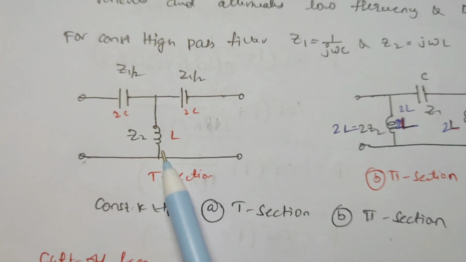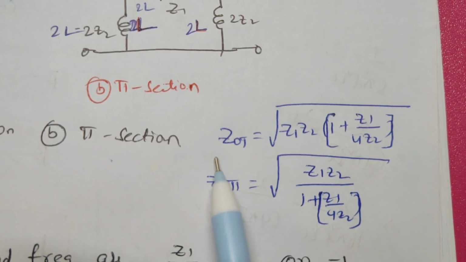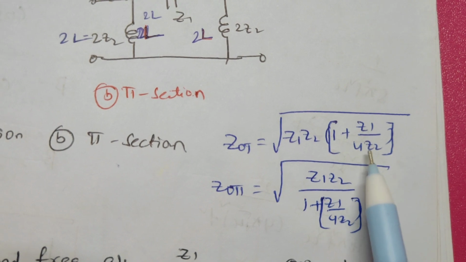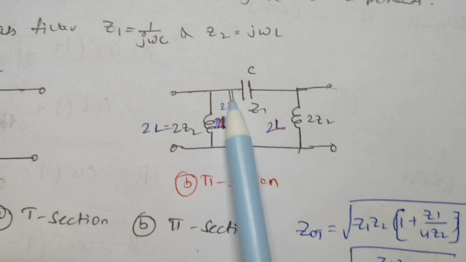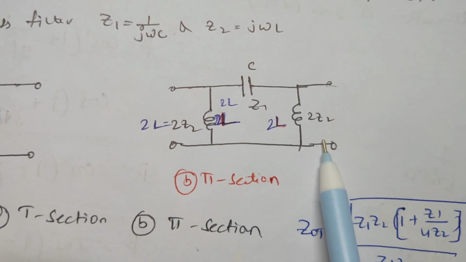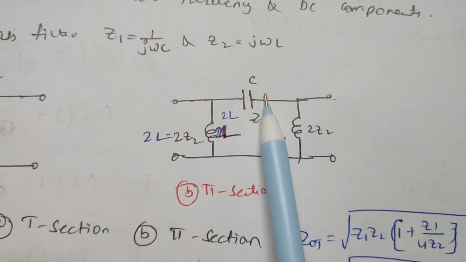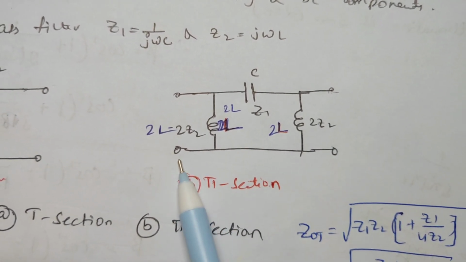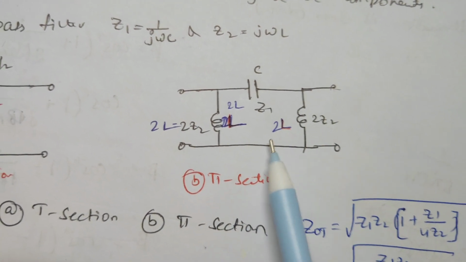When you calculate the characteristic impedance, you will get the overall characteristic impedance formula: Z0T is equal to under root of Z1 into Z2 of 1 plus Z1 by 4 Z2. Similarly, if we consider the pi section, it has one series arm impedance as well as two shunt arm impedances, and those two are in parallel. Here we take the series arm impedance as a capacitor, whose value is C, whereas the shunt arm impedances are inductors with value 2L. If you take the parallel combination of these 2L, you will get a value of L.